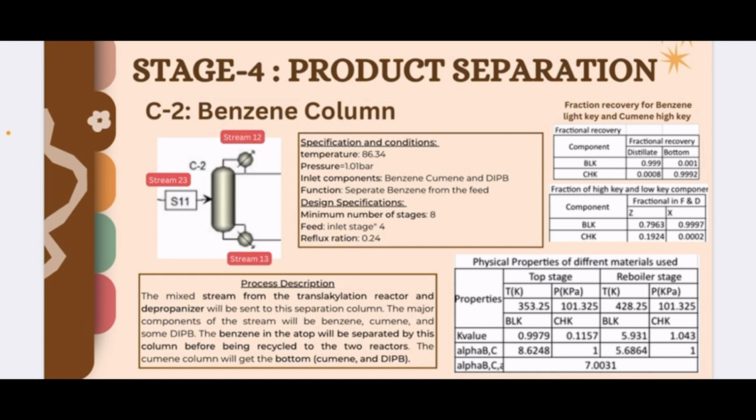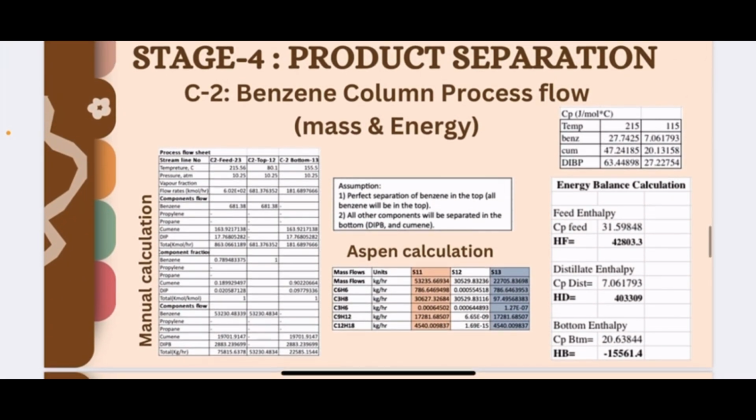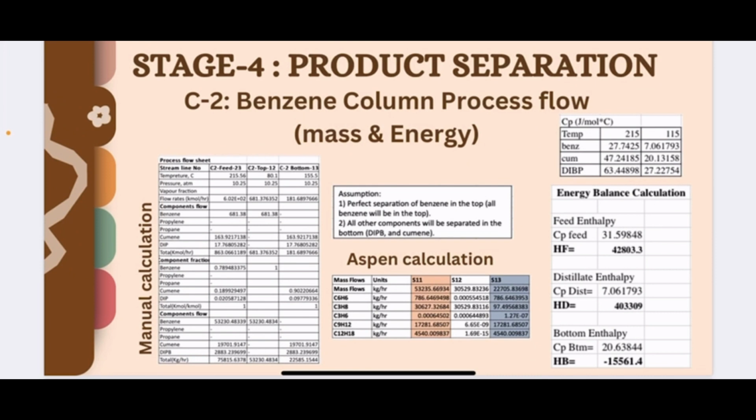The specification and conditions of this column are temperature 86, pressure 1 bar, and inlet compounds will be benzene, cumene, and DIPB. The function is to separate the benzene from the feed. Using the parameters listed in the tables on this side, we found the design specification should be a minimum number of stages of 8, a feed inlet stage of 4, and a reflux ratio of 0.24. In this slide, we show you the manual calculation done by Excel and the Aspen calculation.